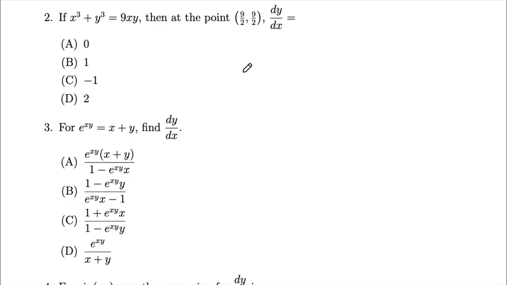So the derivative of x cubed is just 3x squared. The derivative of y cubed is 3y squared dy/dx. And that's going to be equal to the derivative of 9xy. Here we are going to use the product rule. Personally, I like to group my constant in with my first term. So I like to group 9x, and then I consider my second term to be y.